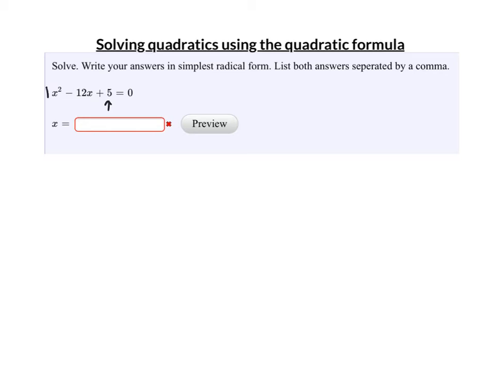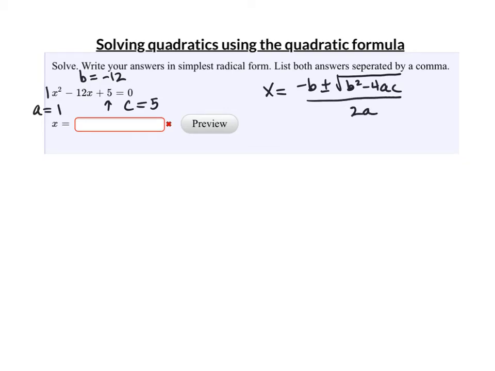A is the number in front of the square, so A is 1. B is the number in front of the x, it's -12. C is the number that's added or subtracted at the end, here it's 5. If that had been -5, C would have been -5. So our quadratic formula is -b plus or minus the square root of b squared minus 4ac all over 2a.